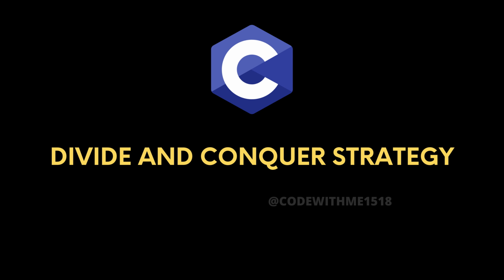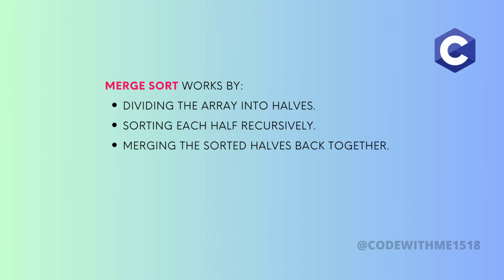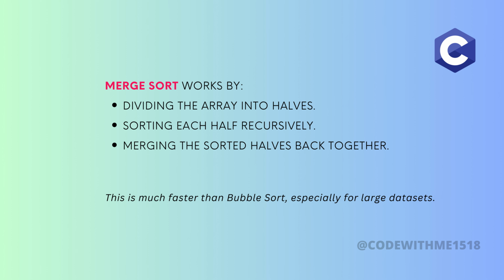Divide and conquer strategy. Divide and conquer is another powerful technique. Instead of solving a problem all at once, we break it into smaller parts, solve each part, and combine the results. For example, merge sort works by 1. Dividing the array into halves. 2. Sorting each half recursively. 3. Merging the sorted halves back together. This is much faster than bubble sort, especially for large data sets.